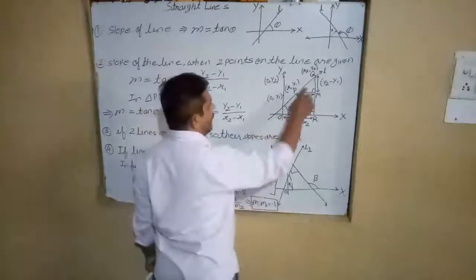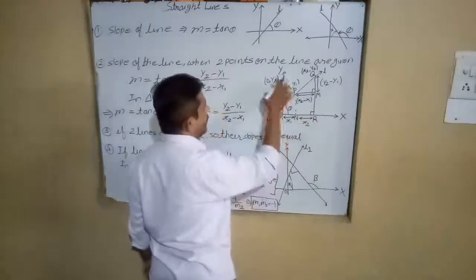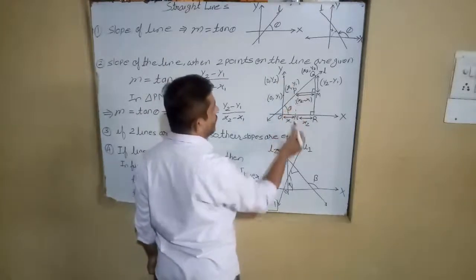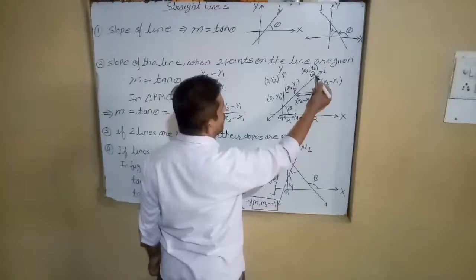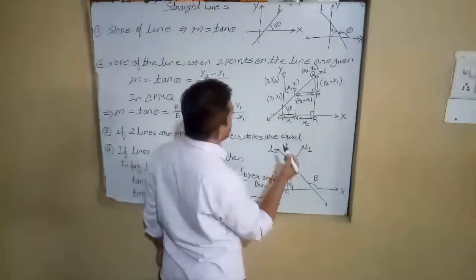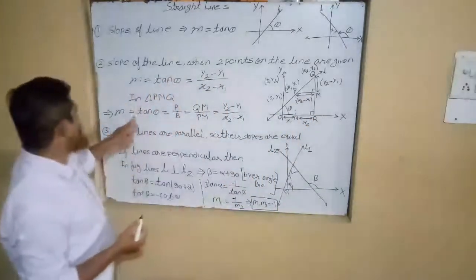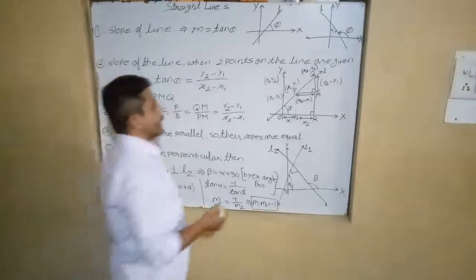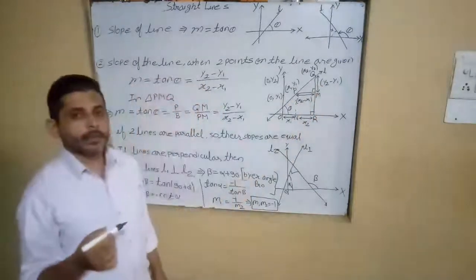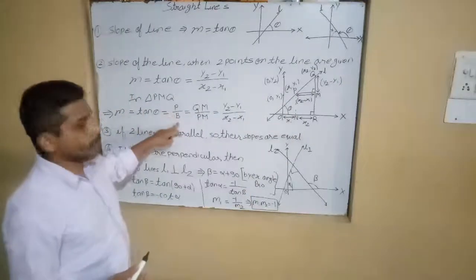Look at this diagram. Here this is the line L, which is situated on the Cartesian plane. This is the point P, which is (x1, y1). This is a point Q on the line, (x2, y2). Now look very carefully here. If we talk about this right angle triangle PMQ, we need tan theta. So what is the value of tan theta? The ratio of perpendicular and base.